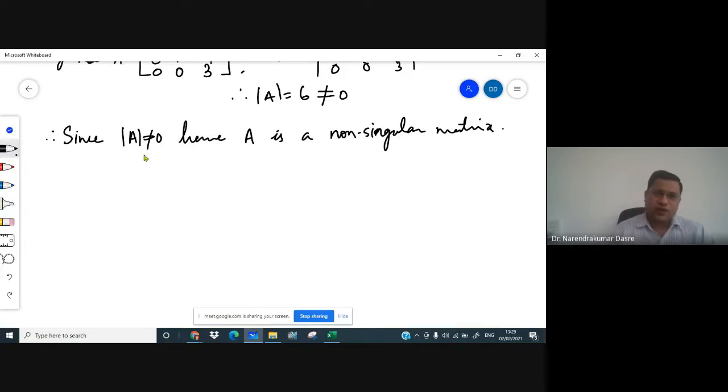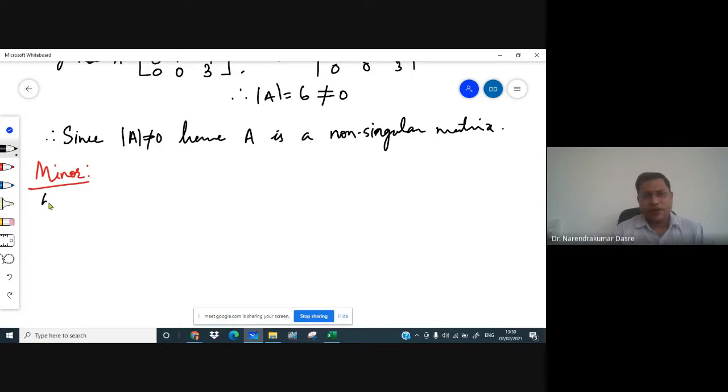So what are those concepts that we need to understand? We need to understand the concept of minor. So what is a minor?